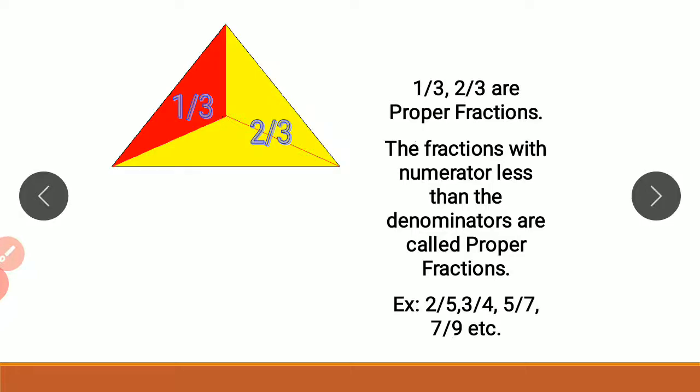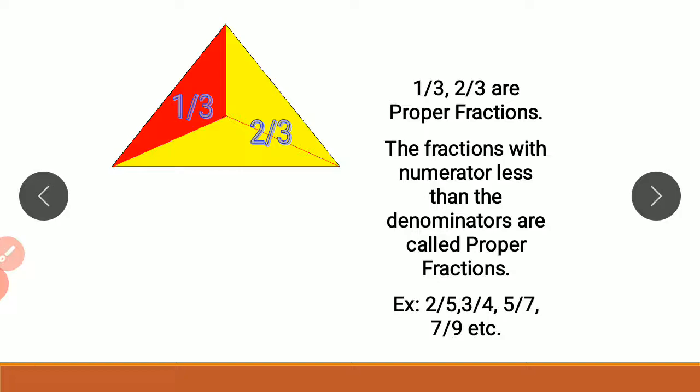So here is the definition of proper fraction. The fraction with the numerator less than the denominator is called a proper fraction. There are two things in a fraction. The first thing is the numerator and the other thing is the denominator. If there is no denominator and no numerator, there is no fraction. So there is a fixed value for each fraction.